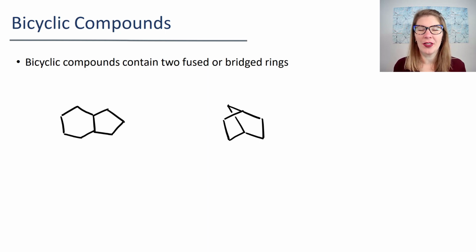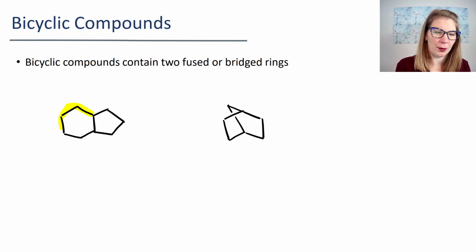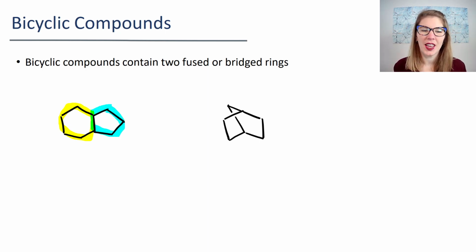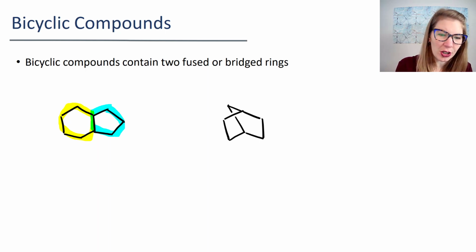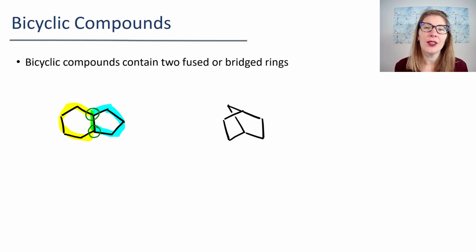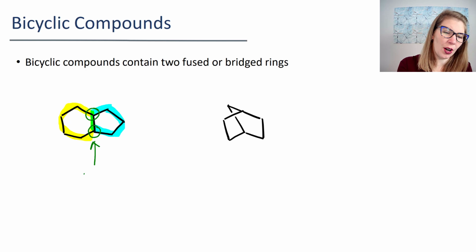I want to look at the first structure that I've drawn here on the left and show you where the two rings are. Here's one ring that I'm highlighting in yellow, and here is a second ring that I'm highlighting in blue. I want you to take a moment and recognize that when these two rings are joined, they share a carbon here and here. These carbons are going to be really important. These carbons have a specific name. These are called bridgehead carbons.